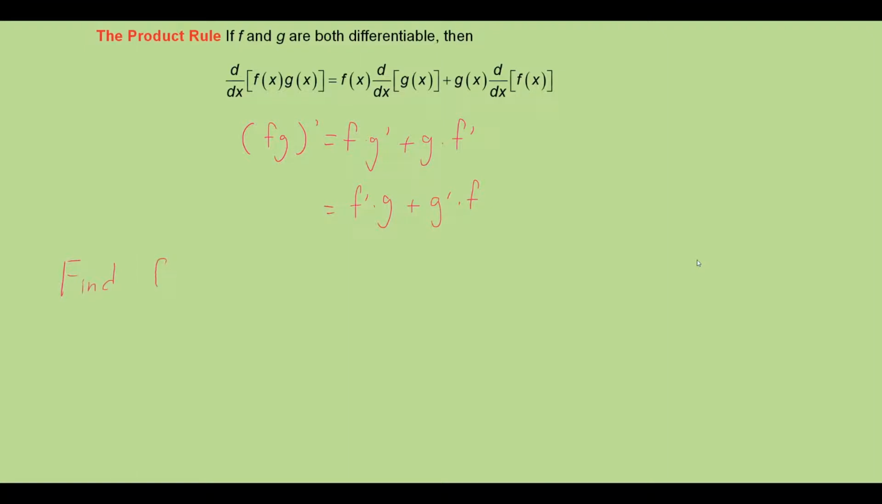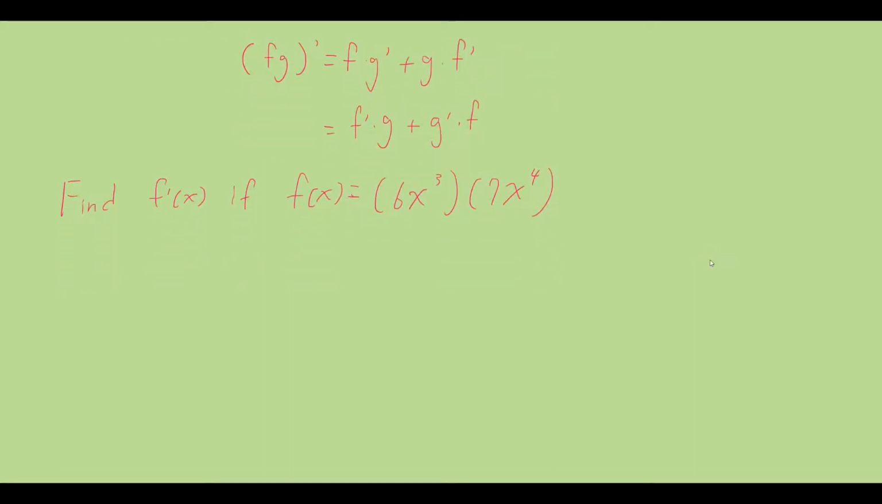Find f prime of x if f of x is equal to 6x cubed times 7x to the 4th. For the sake of practicing the product rule, we're not going to multiply these two out. We're just going to keep them in this product form. Before we apply the product rule, one thing I like to do is identify the two functions I'm working with. Let's call them u and v. On the right-hand side, I'm going to write down the product rule: (uv)' is equal to u prime v plus v prime u.